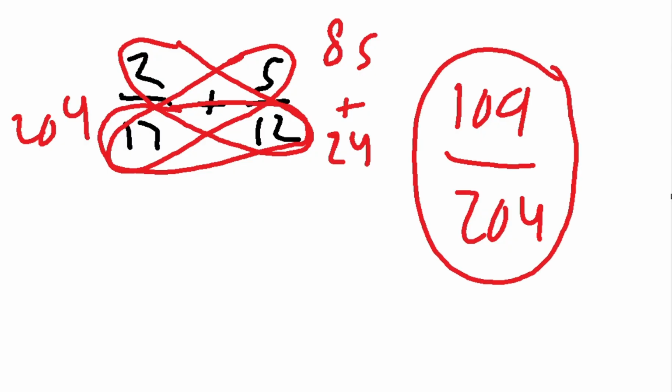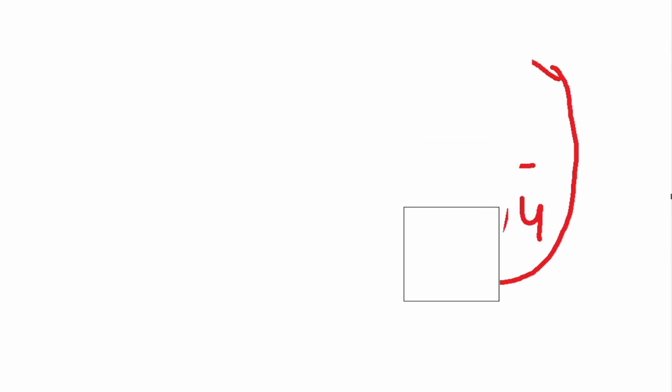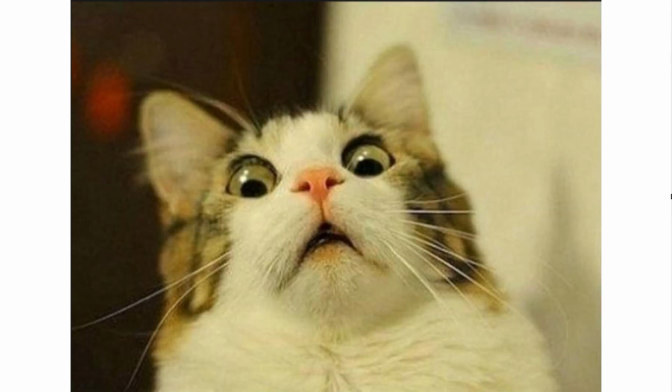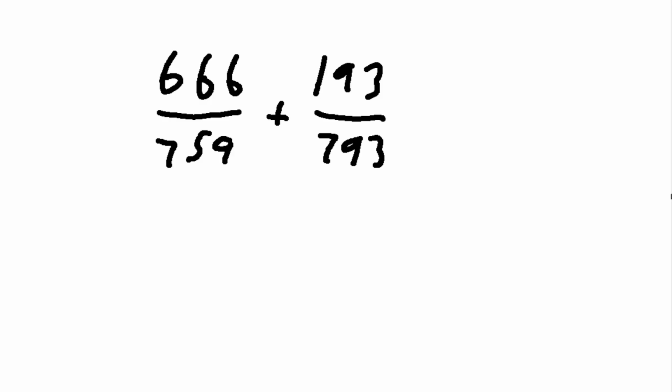For our last problem, I'm going to show just how powerful this method is by doing a problem that looks downright scary. 666/759 plus 193/793. These are some evil-looking fractions, but they're no match for the oval method. We will definitely want a calculator for this one, though.